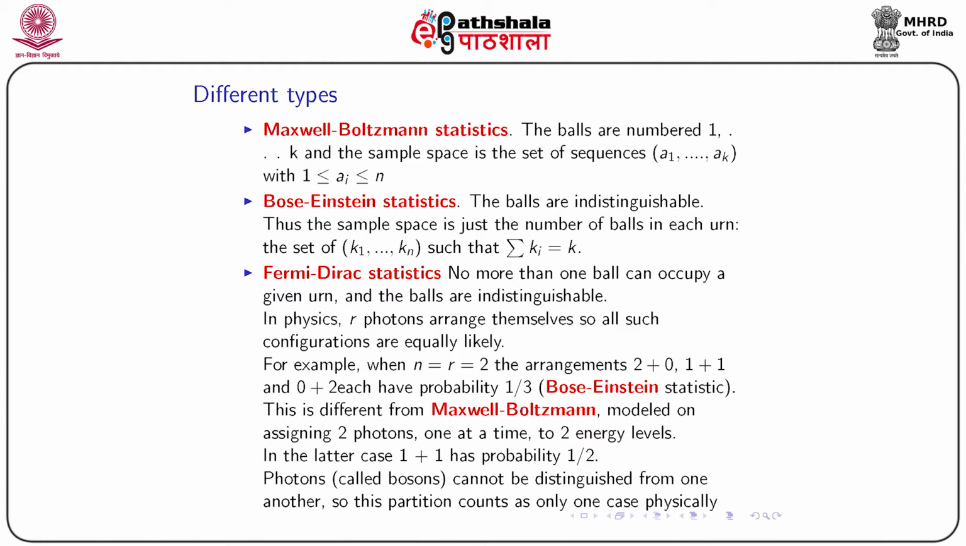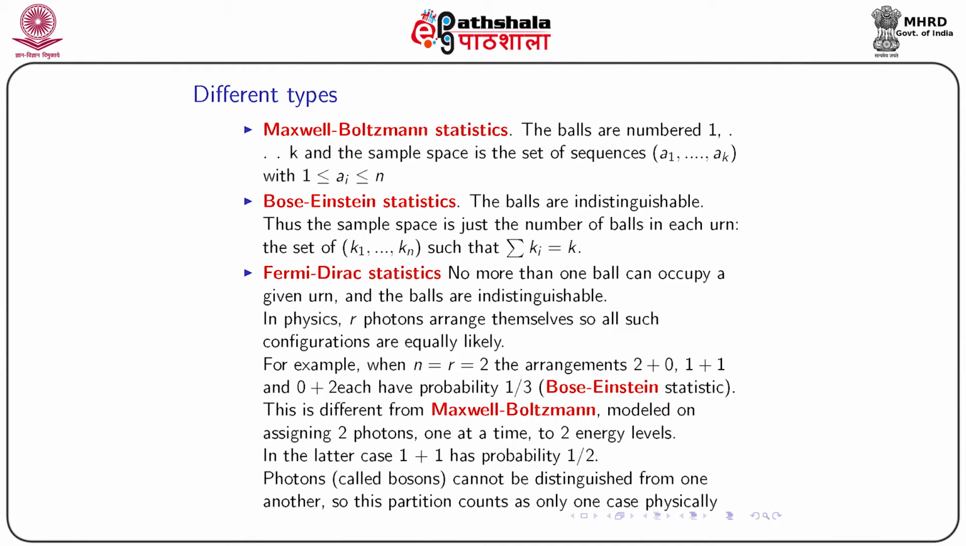The second statistic that they are using is called Bose-Einstein statistics. Here we have changed the condition so that balls are indistinguishable. Thus the sample space is just the number of balls in each urn, the set k1, k2, up to kn, such that the sum over ki is equal to k. The third one is called Fermi-Dirac statistics, where we have the condition that no more than one ball can occupy a given urn and the balls are indistinguishable.